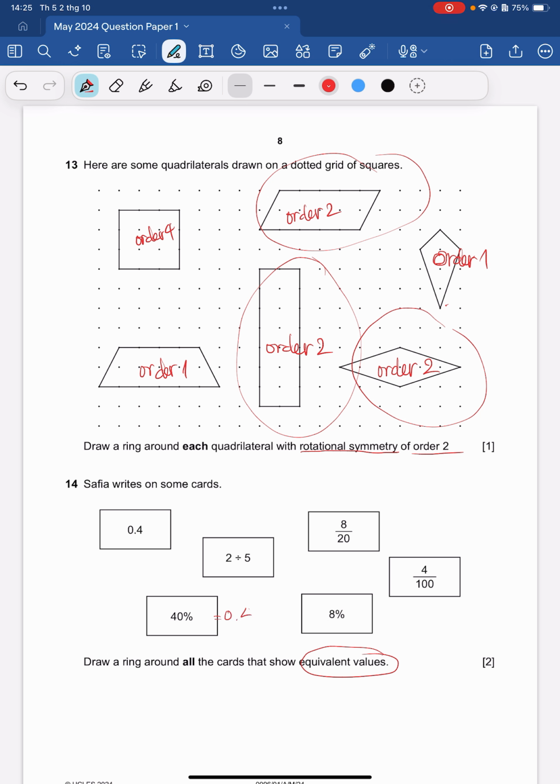Okay, that will be 0.4, right? For 40 over 100, that's 0.4. And 2 over 5 will be 4 over 10, right? Or 0.4. Yeah, same. 8 over 20, you can divide by 2, or you times 5 to get 40 over 100 and 0.4, the same, right? Oh, 4 over 100, that should be 0.04. 8%, that will be 0.08. Now let's see. First one, second one, third one, and fourth one. So we have 4 equivalent values.